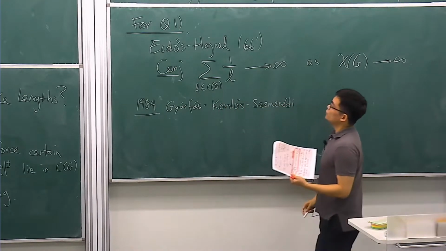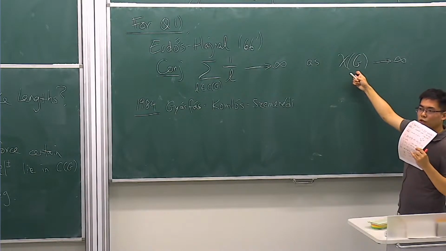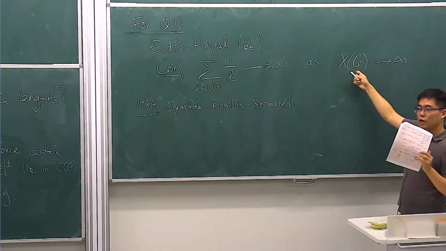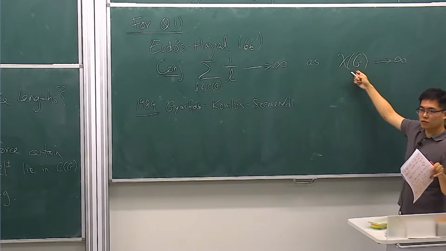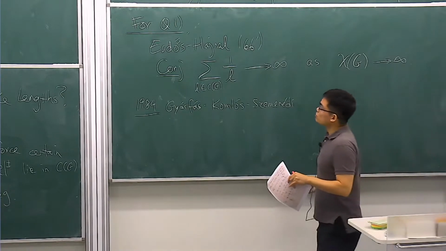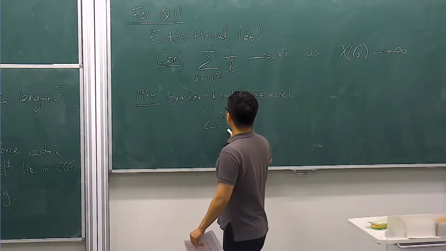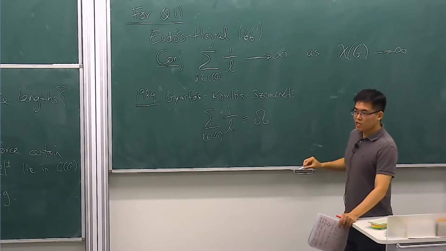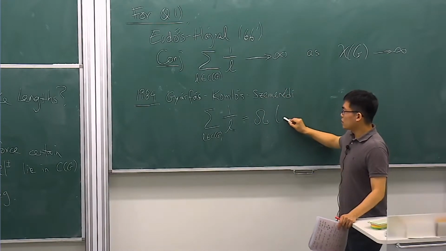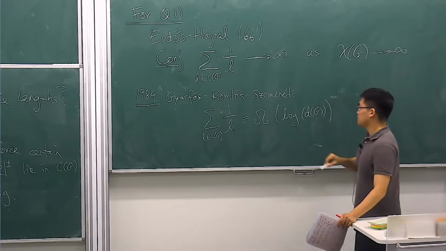So what did they prove? They actually proved something slightly stronger. We don't need the chromatic number. As long as your average degree is sufficiently large, the harmonic sum of the cycle lengths diverges. Their statement reads as follows: the sum of the reciprocals grows at least linearly in the logarithm of the average degree.